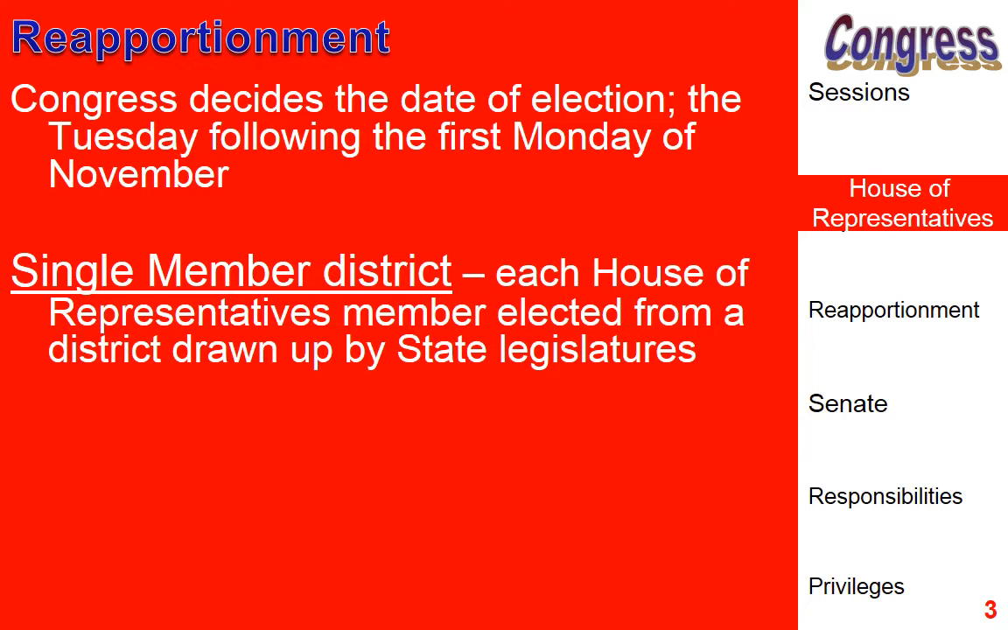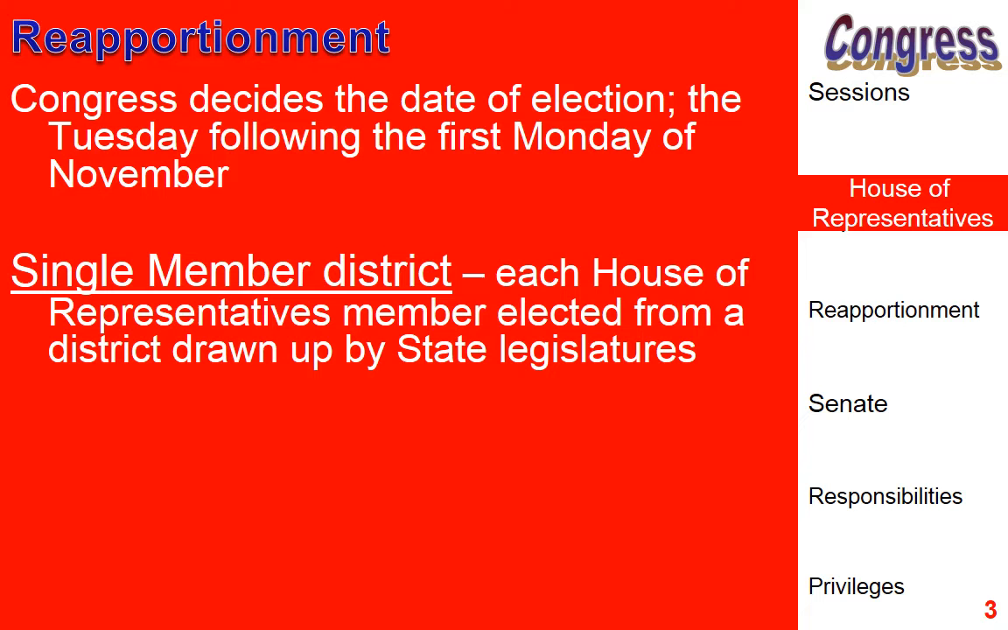Now, there are some states that only have one member of the House of Representatives because they simply don't have the population to warrant a second or third one. And so while we call it the single member district when you have multiple representatives coming from one state, when it's the whole state electing the one person, it is referred to as at large. And they are elected at large for their 2-year term in the same way that the senators, who represent the whole state, are elected at large.